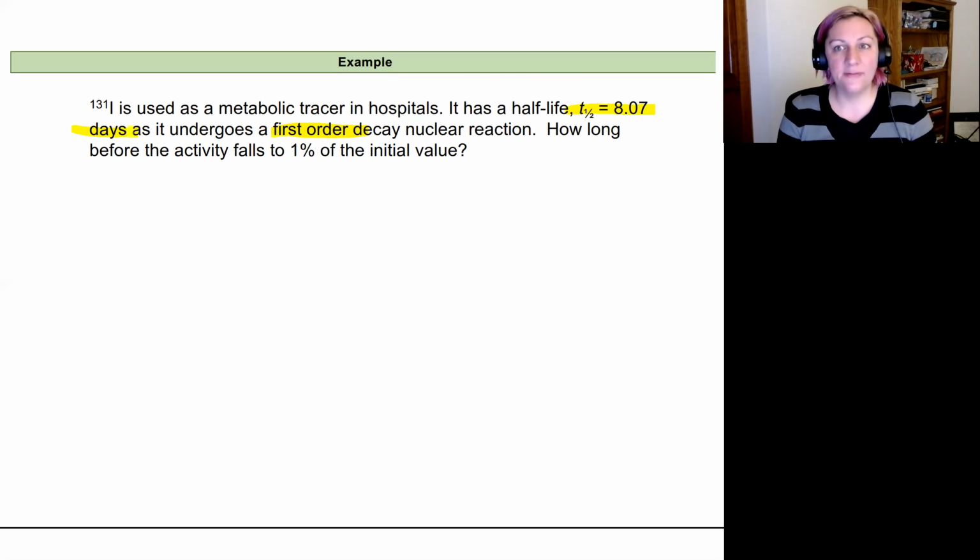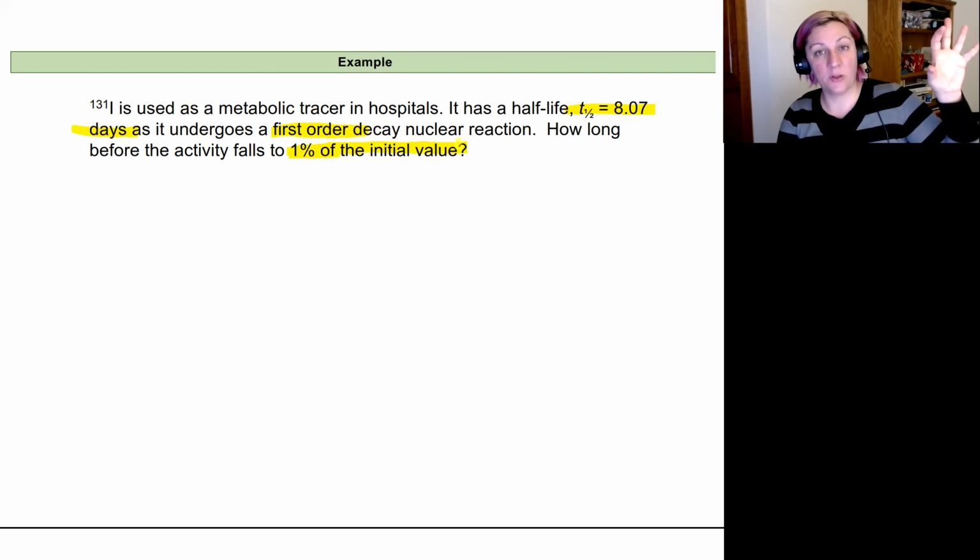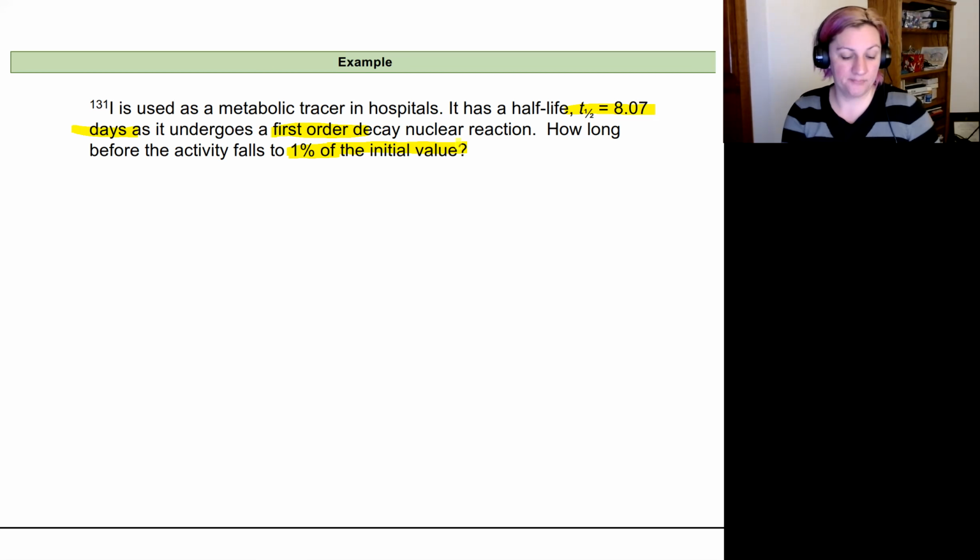And what we need to find out is what's the amount of time that's going to pass before that concentration of iodine 131 that we start with falls down to 1% of the initial value. So we really need to see when we go from 100% iodine 131 down to 1%. So let's write out some of the equations we'll use.